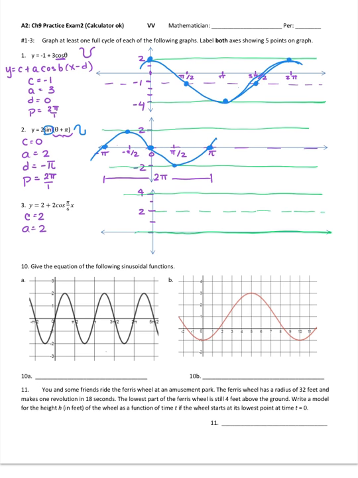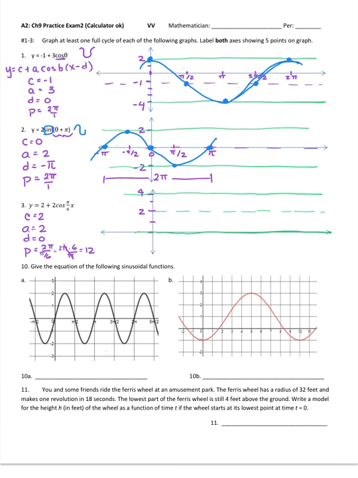All right, my D value is 0, so I'll start on the y-axis somewhere, but now my period has changed. So 2 pi divided by pi over 6, well, that's 2 pi times invert and multiply. Notice the pi's cancel, so it's going to be a distance of 12.